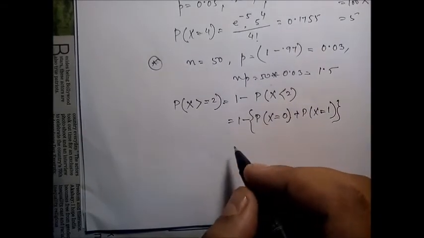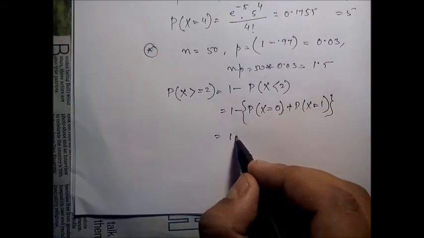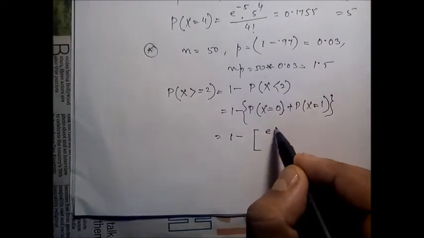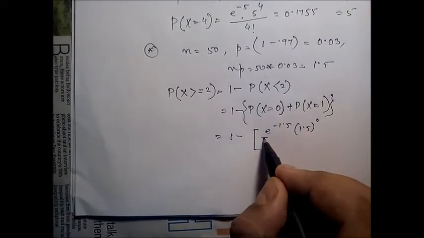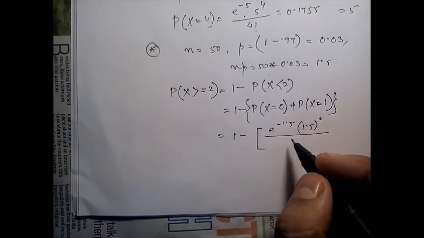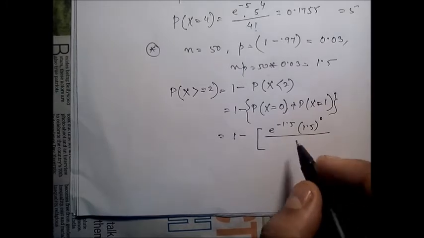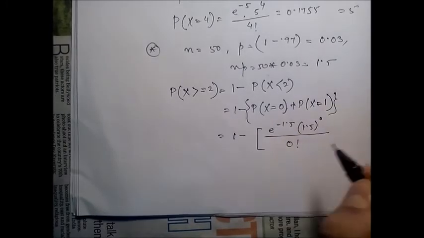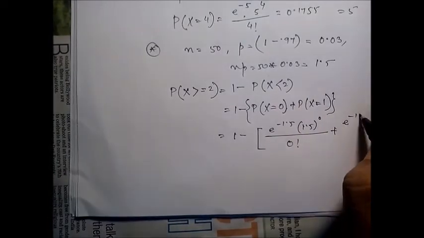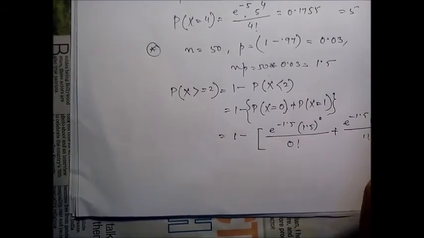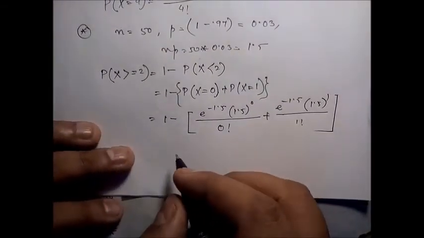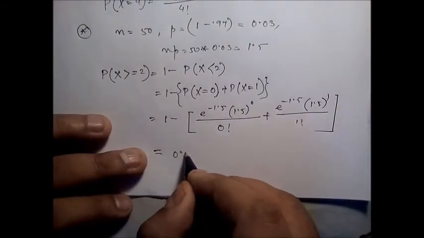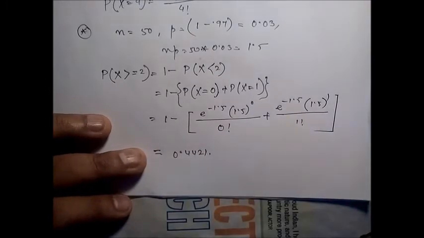Okay, so 1 minus e to the power minus 1.5, 1.5 to the power 0 divided by 0 factorial plus e to the power minus 1.5, 1.5 to the power 1 and 1 factorial. Okay, and the answer is 0.4421.